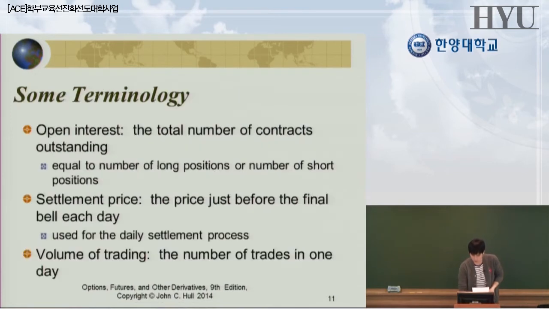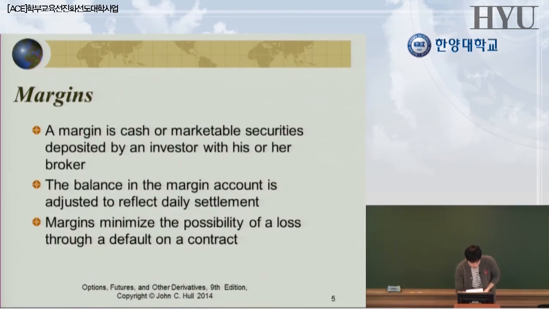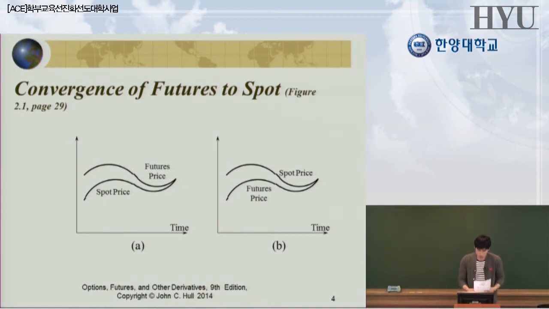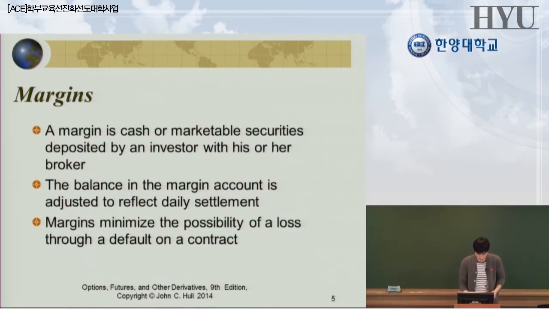Okay, let's get back to the slides that we just skipped. Arbitrage forces futures price and spot price to be the same at the maturity date, and the difference between futures price and spot price is called the basis, and the basis converges to 0 as the maturity comes. And a margin is cash or highly liquid collateral placed in an account to ensure that any trading losses will be met.